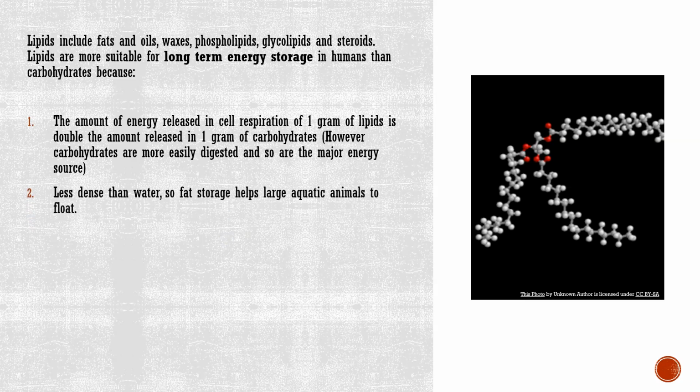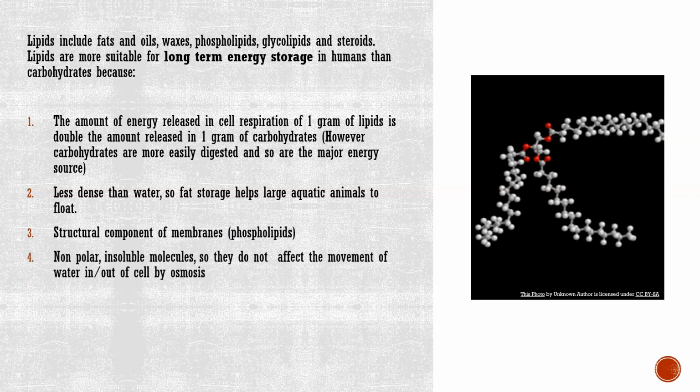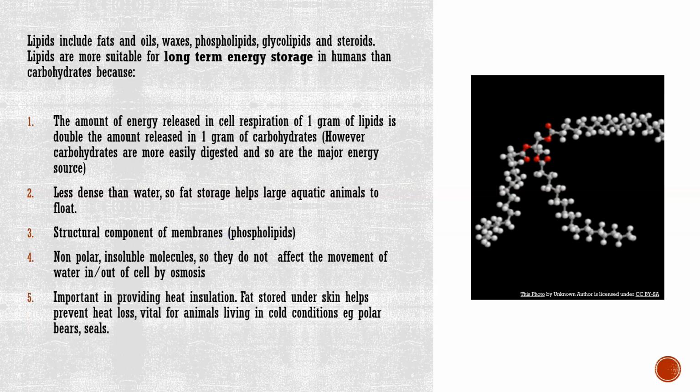Lipids are less dense than water, so fat storage helps large aquatic animals to float. Structural components of membranes are phospholipids, and non-polar insoluble molecules, so they don't affect the movement of water in and out of a cell by osmosis. They're important in providing heat insulation. Fat storage under the skin helps to prevent heat loss and is vital for animals living in cold conditions, for example, polar bears and seals.